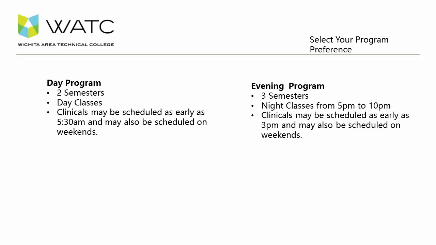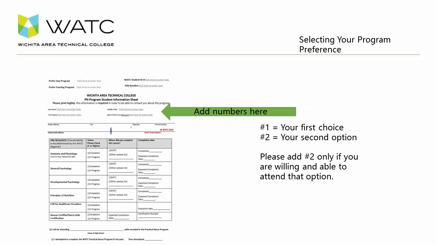Next, you will select which program is right for you. You've been told about the different programs by the director, Pat Plank, in the previous presentation. Choose which program fits your lifestyle. You must put a number 1 in your first preference and a number 2 in your second preference if applicable. Please do not designate a second choice if you will not or cannot attend that program.